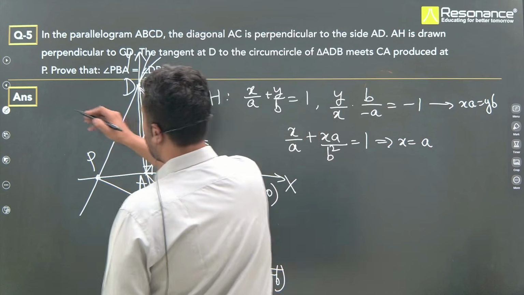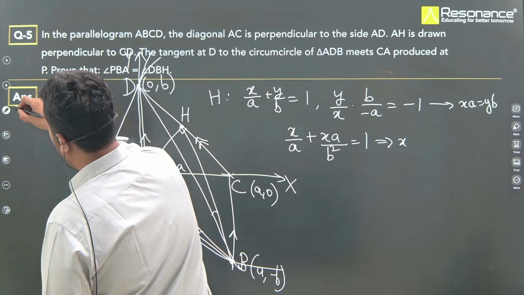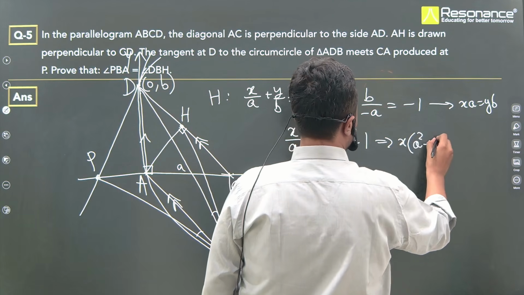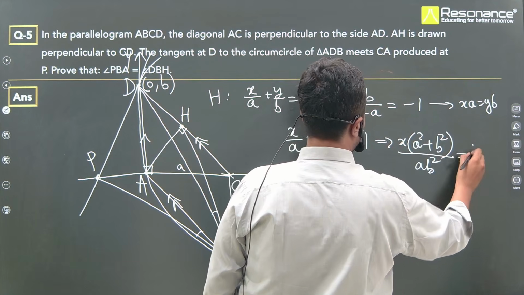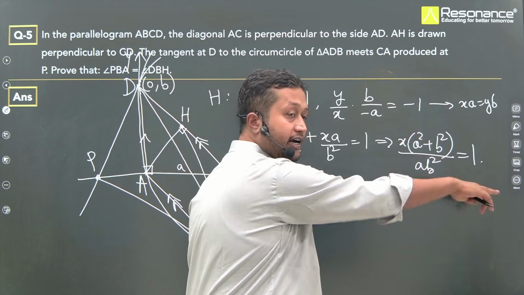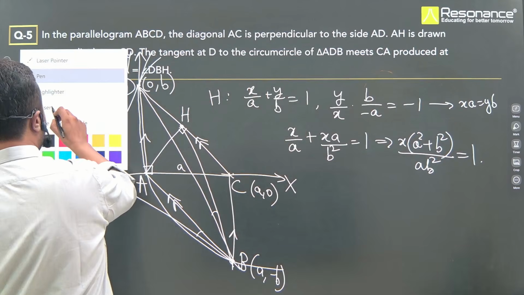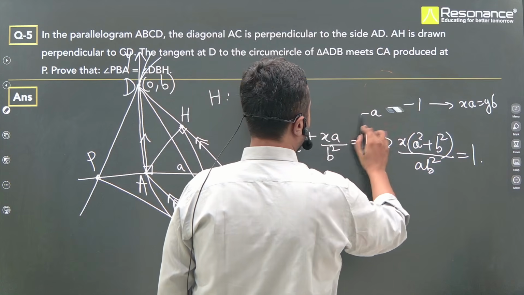No, x times a square plus b square divided by ab square is equal to 1. So the value of x is ab square divided by a square plus b square. So since we just have one slide, I'll erase a lot of things. But I hope that was clear.